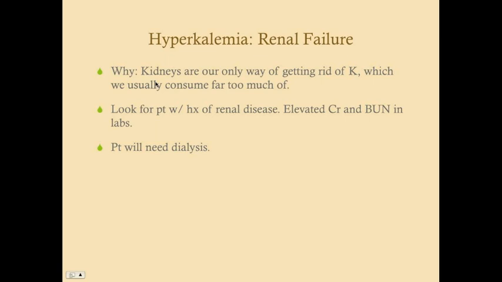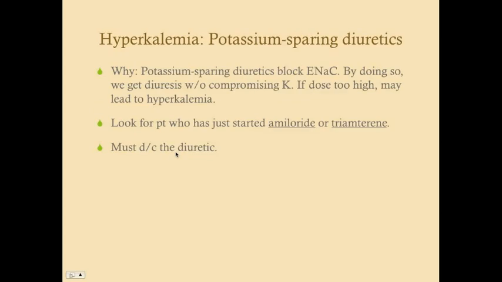If they're on the potassium-sparing diuretics, that can cause hyperkalemia, and the reason is because the potassium-sparing diuretics block the epithelial sodium channel, ENaC, and because that happens, you're going to have higher amounts of potassium going back into your blood. So if the dose is too high, you can have hyperkalemia. So look for a patient who's just been started on a potassium-sparing diuretic, or they've just had their dose increased. And the potassium-sparing diuretics that you're going to see prescribed are amiloride and triamterene. And in these patients, you're going to have to discontinue the diuretic before you treat their hyperkalemia, or while you're treating their hyperkalemia.